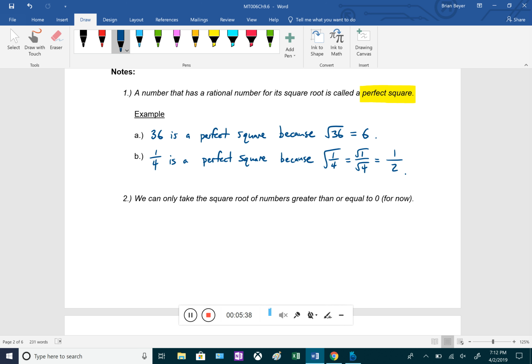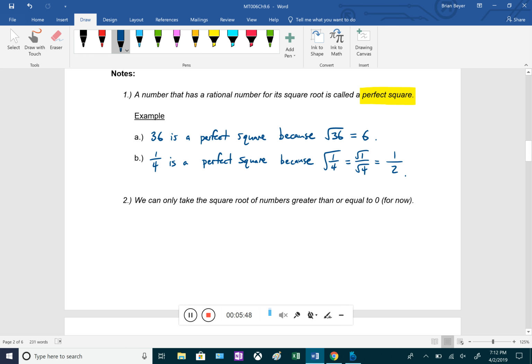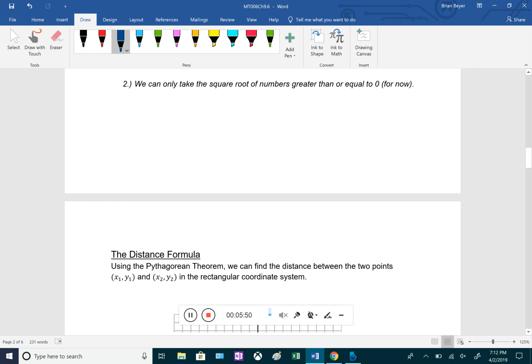Okay, and the second note here is we can only take the square root of numbers greater than or equal to 0, so no negative radicands for now. That will give us something called imaginary numbers, so we're not doing that for now.